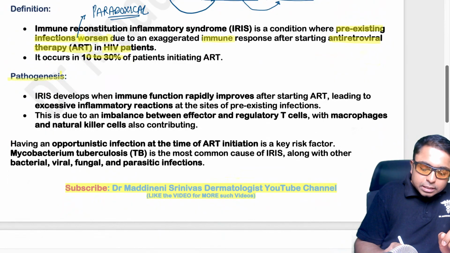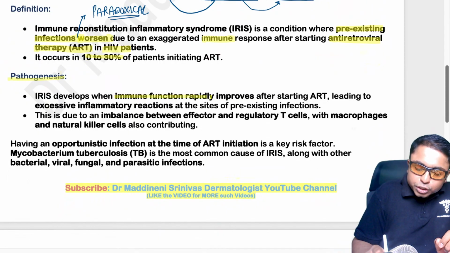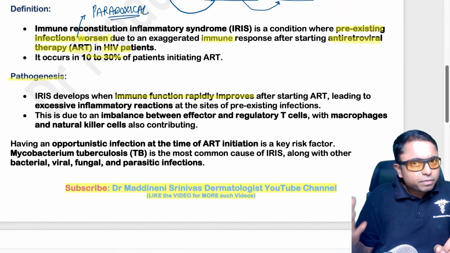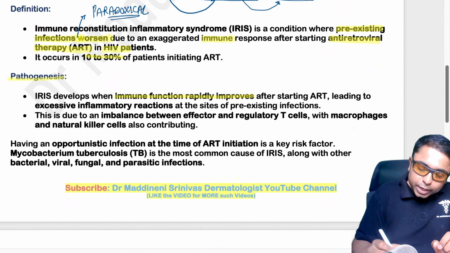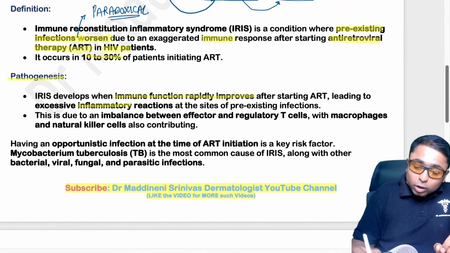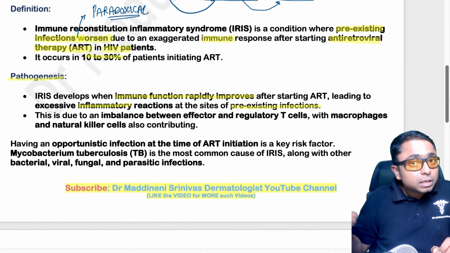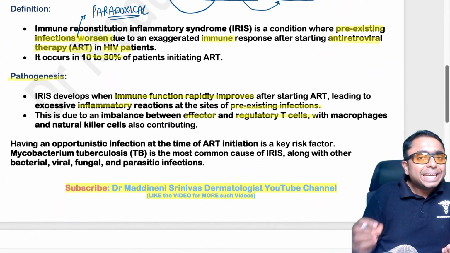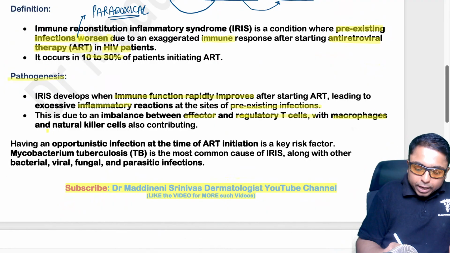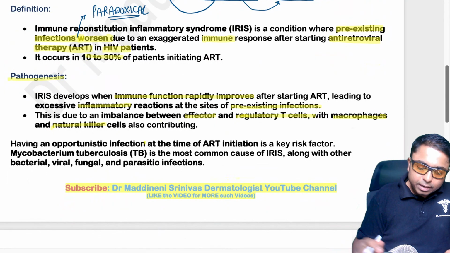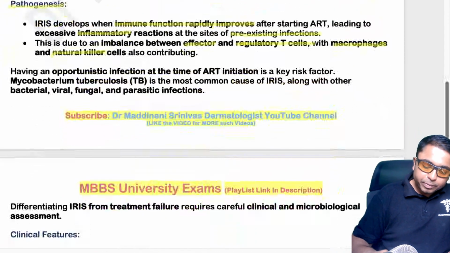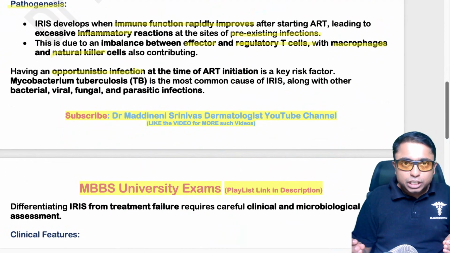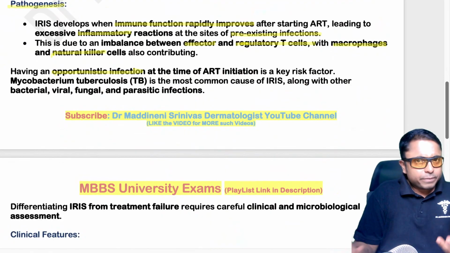So what is the pathogenesis? The immune function rapidly improves after initiation of the ART. It is going to kill the HIV virus, but along with that, it is also going to cause inflammation, because it is trying to kill the pre-existing other infections. This is due to the imbalance between the effector and the T regulatory cells, and also macrophages and NK cells are associated, contributing to the pathogenesis. So having an opportunistic infection at the time of ART initiation is the major key risk factor, obviously.